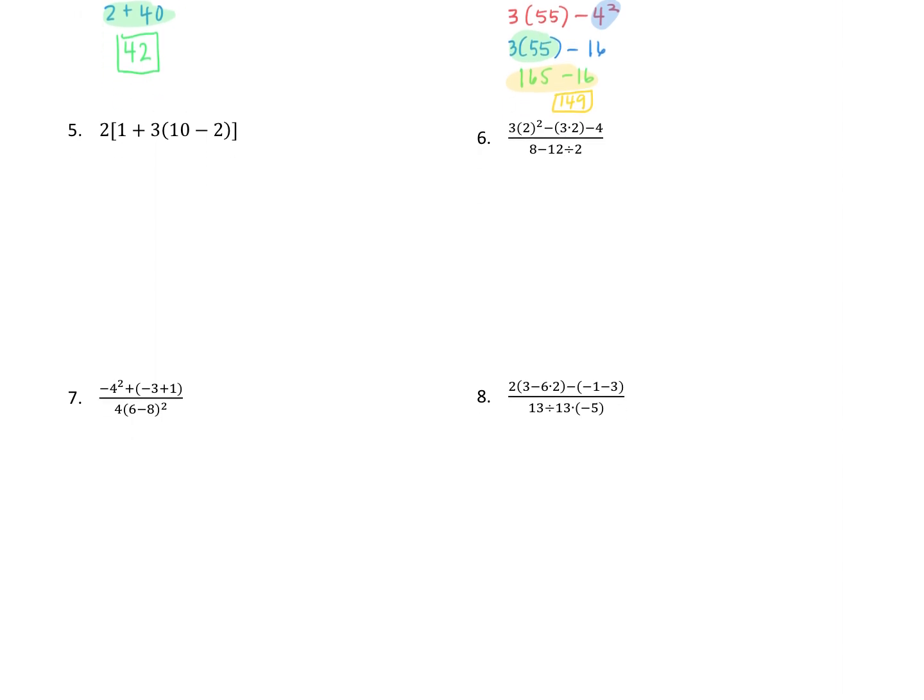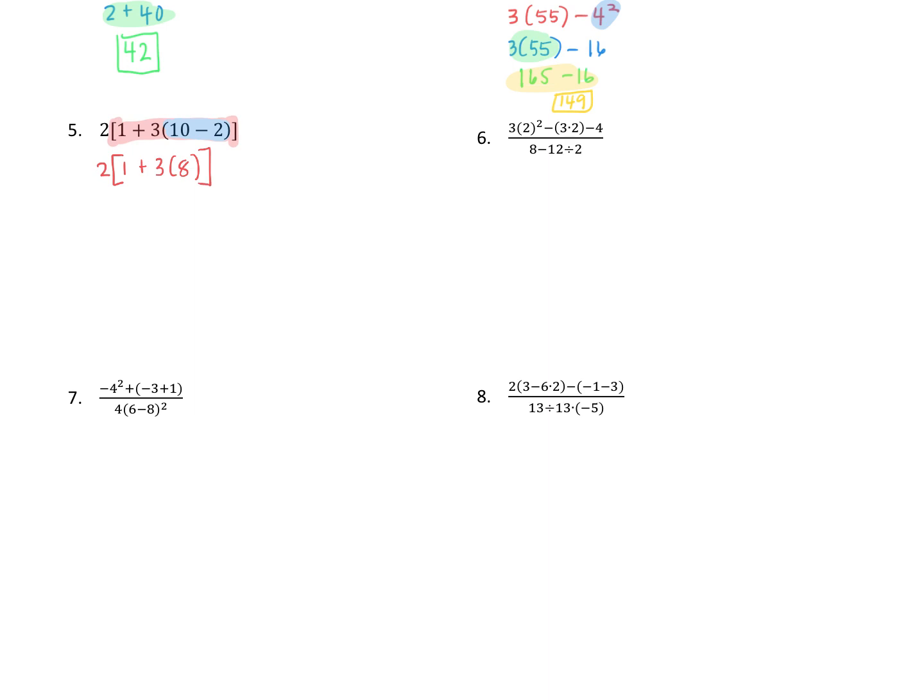All right, number 5. We're going to work in parentheses first. The key here is that we have this set of parentheses. So everything in here is part of that set of parentheses. But within those parentheses, we have more parentheses. So we have to work the innermost parentheses first. So that's where I'm going to start. So this is going to be 2, 1 plus 3, and then I'm going to do what's in parentheses. 10 minus 2 is 8.